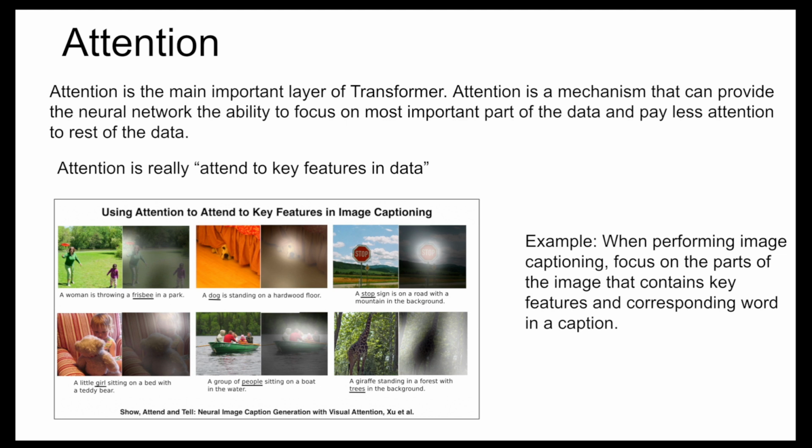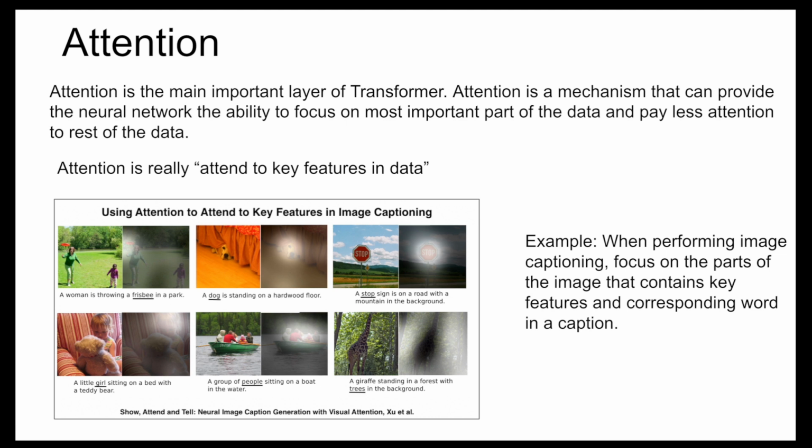In the paper "Show, Attend and Tell: Neural Image Caption Generation with Visual Attention," people used attention to focus on a part of the image when generating the caption. As you can see in the first example, a woman is throwing a frisbee in the park. The network is able to focus on the part of the image that has a lot to do with the caption. For example, in this particular caption, you can see that the network is focusing on the frisbee rather than other parts.